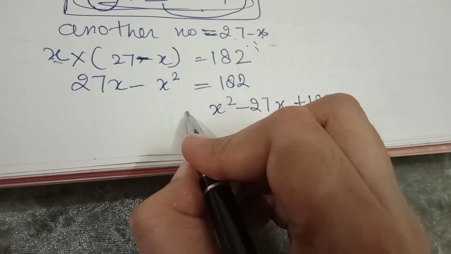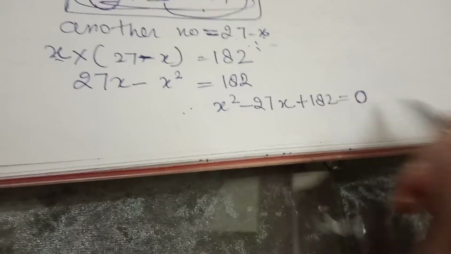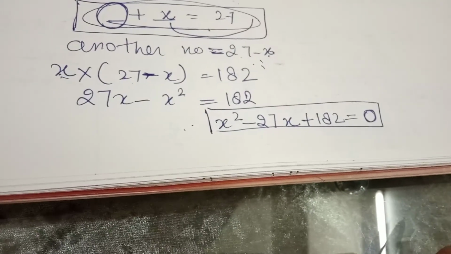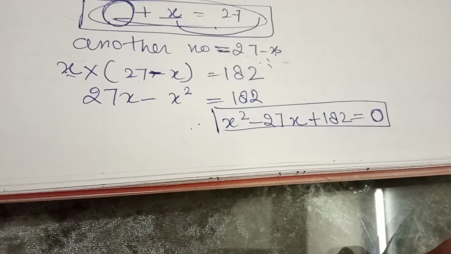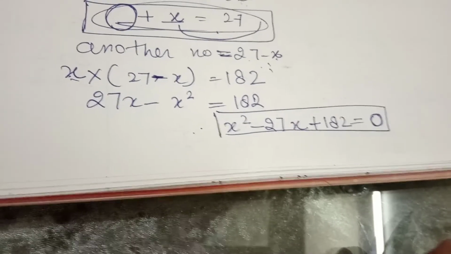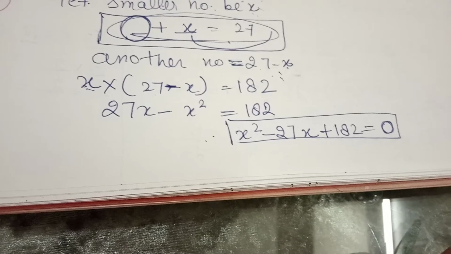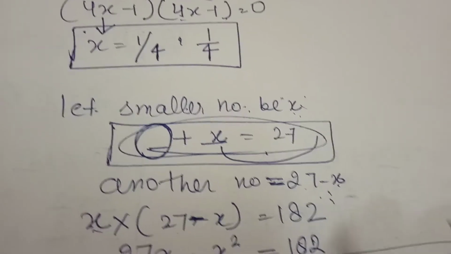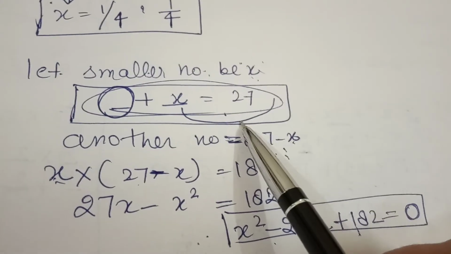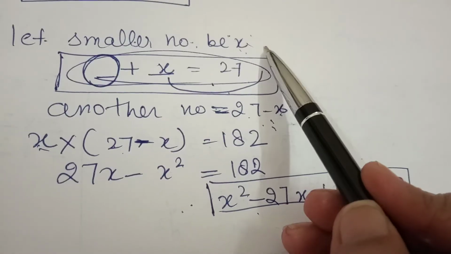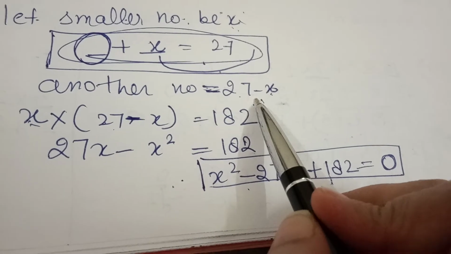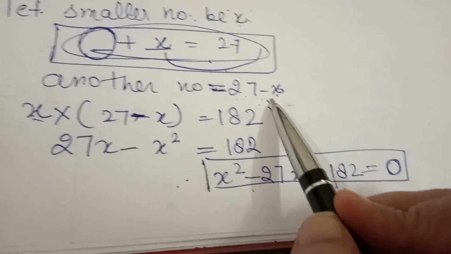I am not writing 0 this side, I am writing 0 this side. Fine. So equal to 0. So this is our quadratic equation x square minus 27x plus 182 equal to 0. But they are not asking this equation, they are asking find two numbers. So you find out the values of x by factorization method and then tell them these two numbers. First, what will be the value of x? First number will be that only, and find out another number also 27 minus value of x.